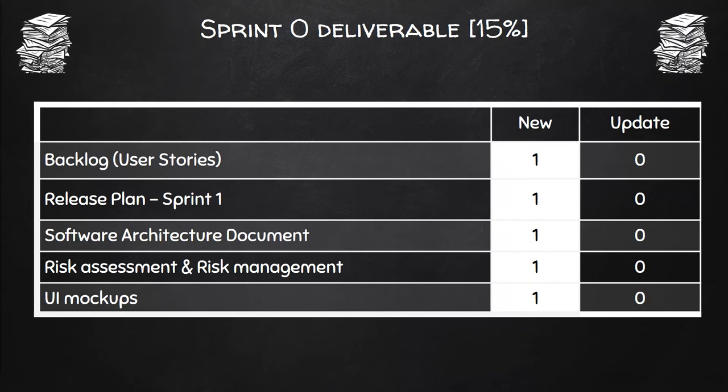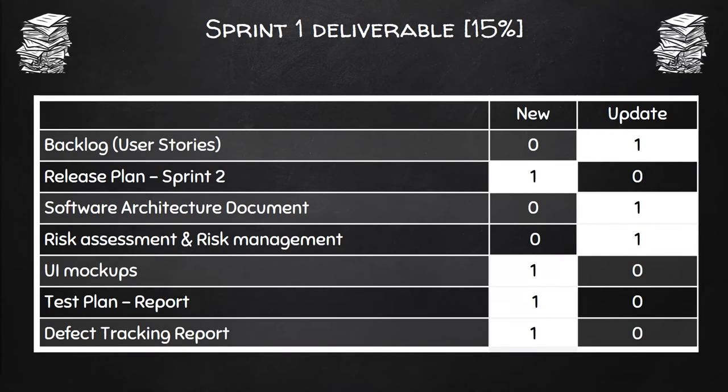Sprint 1 deliverable, again, backlog, software architecture, risk assessment, you're going to be updating those. So there isn't much that changes, it's just keeping it up to date. Release plan is basically what, again, you're going to be doing for sprint 2. This is going to be on every sprint, you're going to be building the sprint release plan for the next sprint. UI mockups, you're still building new mockups because you got feedback and now you want to restructure what you did.